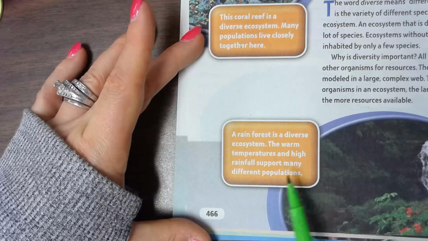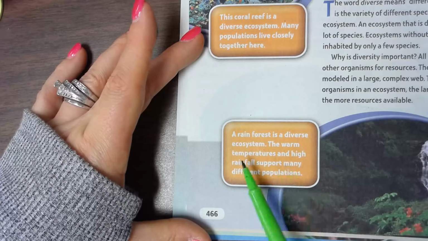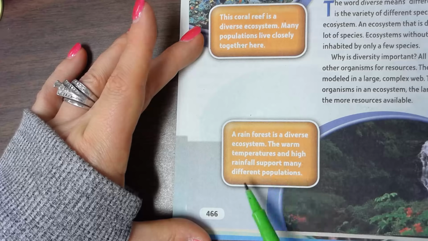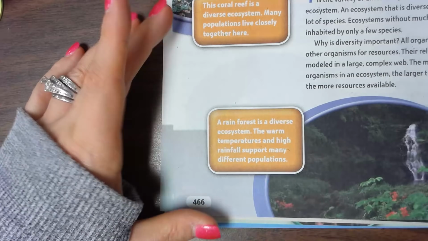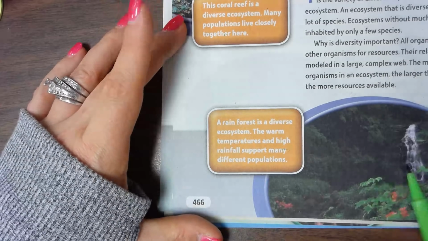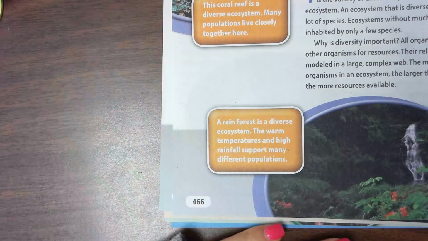A rainforest is a diverse ecosystem. The warm temperatures and high rainfall support many different populations. So in here, there's a whole bunch of animals you can't even see, and bugs and plants and all kinds of stuff.